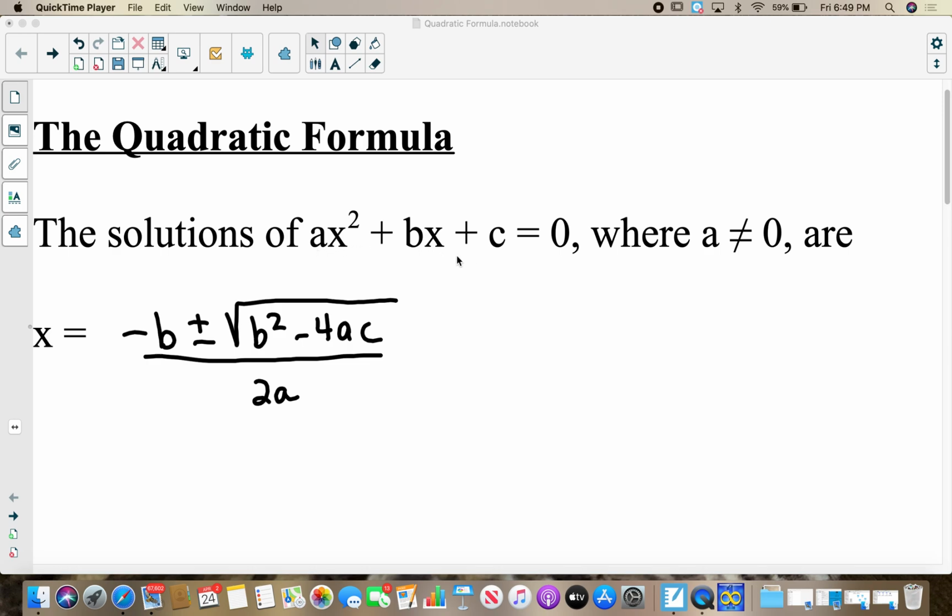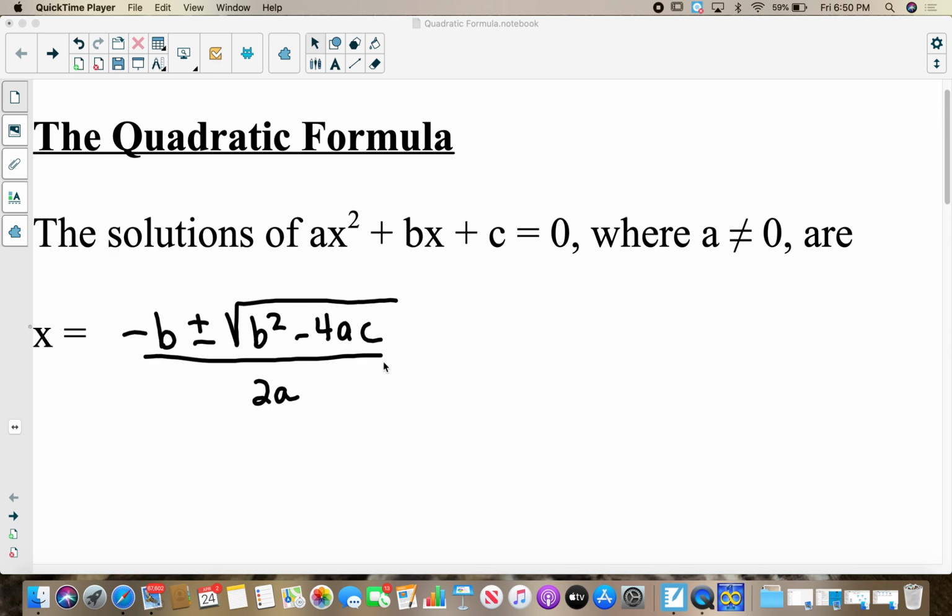So a, b, and c are part of this equation. And this is our quadratic formula. Please don't let it intimidate you. It's really nothing more than just crunching some numbers, and you're going to see that in just a minute. So the formula is x is equal to negative b plus or minus the square root of b squared minus 4ac all over 2a.